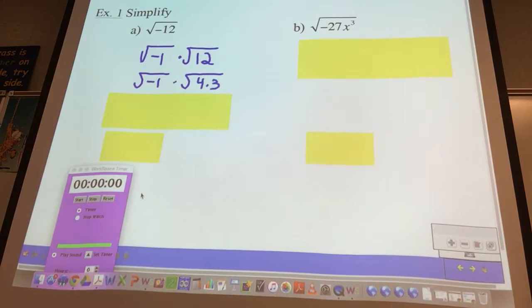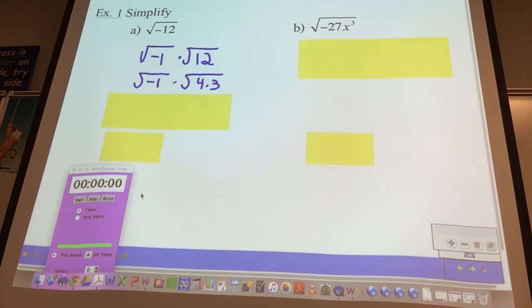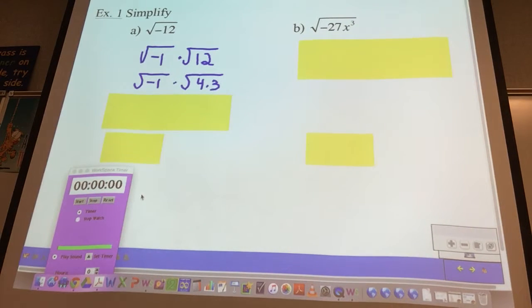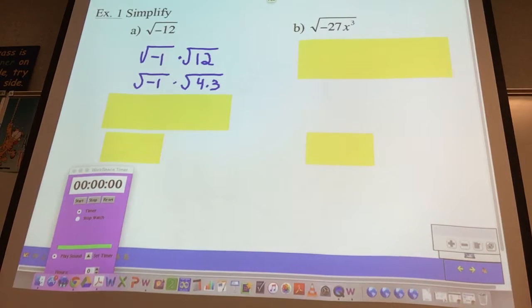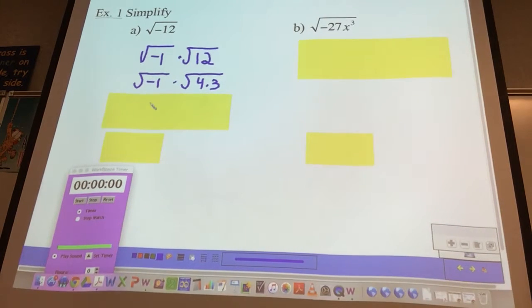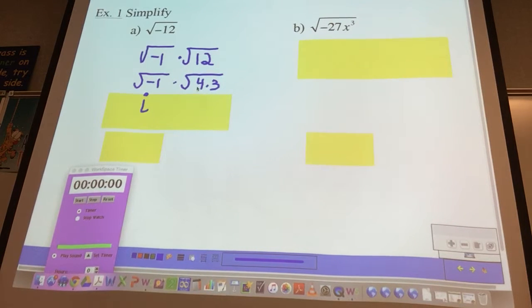I divided by negative 1, I took it out, so that I could have a positive number and then an i. So look, the square root of negative 1 now is represented by the letter i. That's just a definition. The square root of negative 1 is i. What's the square root of 4?